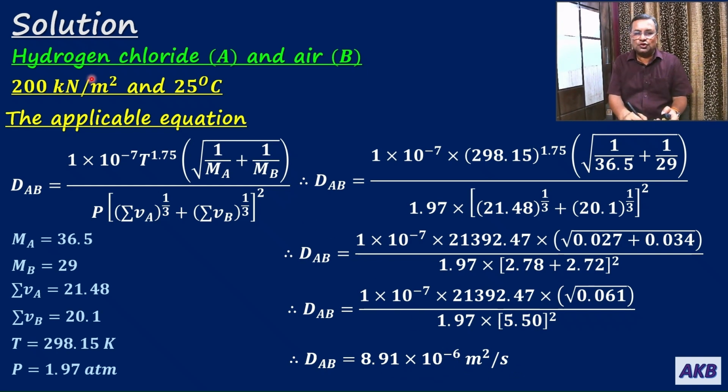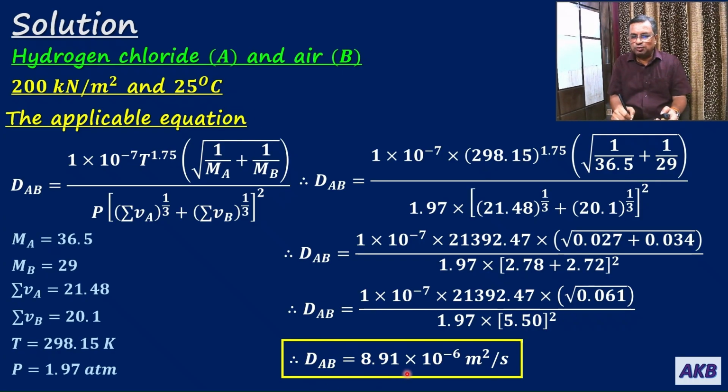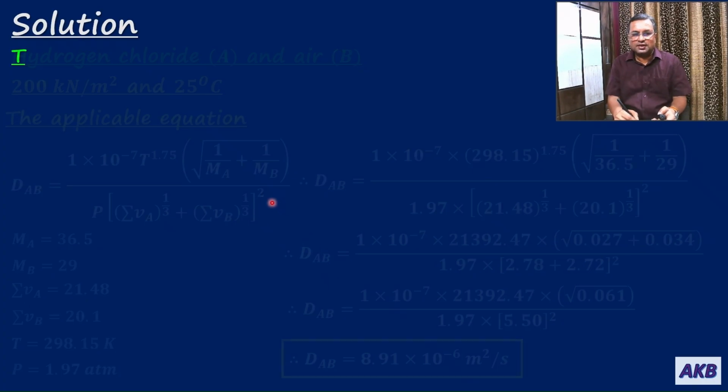So therefore, for the gas mixture of hydrogen chloride and air at a pressure of 200 kilonewton per meter square and a temperature of 25 degrees Celsius, the diffusion coefficient is 8.91 into 10 to the power minus 6 meters square per second. Now let us move on to the next gas mixture.